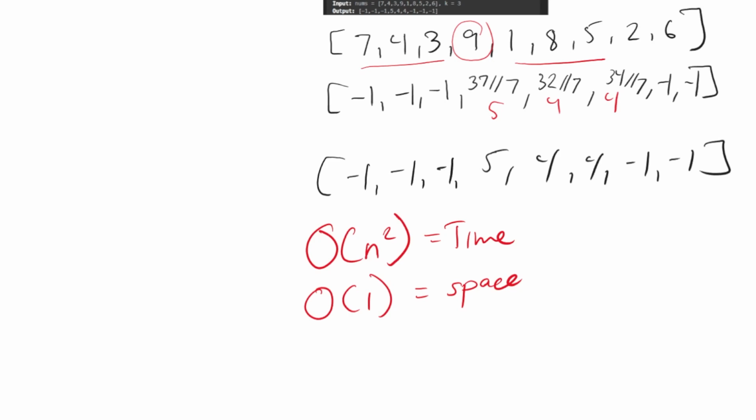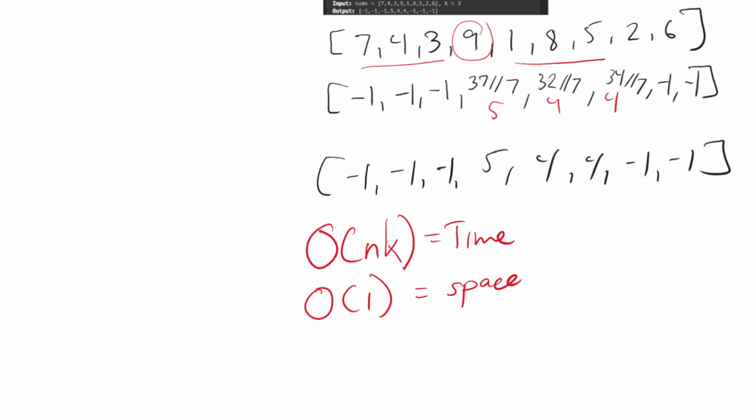Reason being, O of n squared time is because, not O of n squared time, my bad. That's if we're assuming k is at most n. But for accuracy purposes, let's say O of n times k. Why is it O of n times k? Well, for each number, at worst case, we're going to be doing a k iteration on the left and on the right to get our sums. So that's why it's O of n times k.